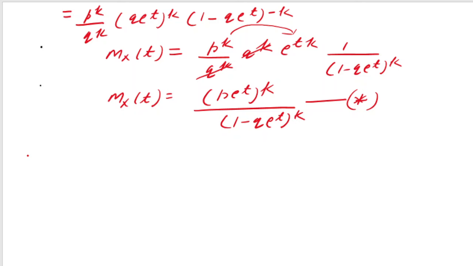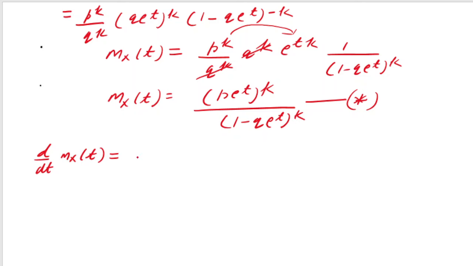Now what is the next thing? The next thing is to calculate the mean and variance, right? So how do you calculate the mean and variance? The first thing is that we have to differentiate to calculate mu1 dash, sorry, we have to differentiate the moment generating function with respect to t.